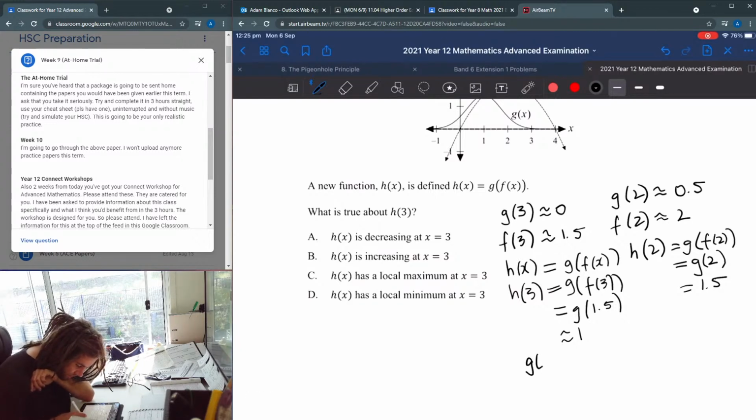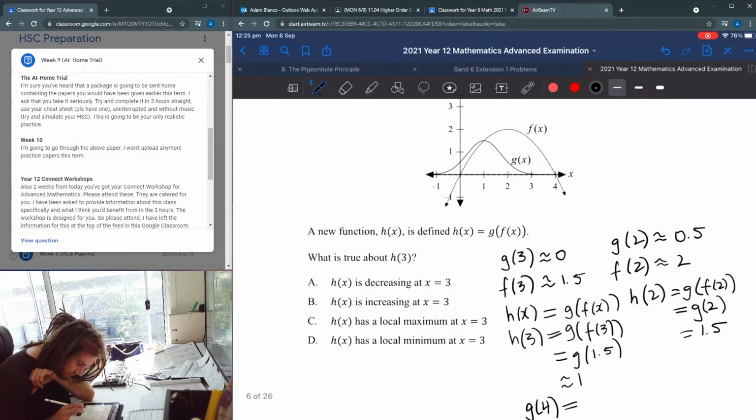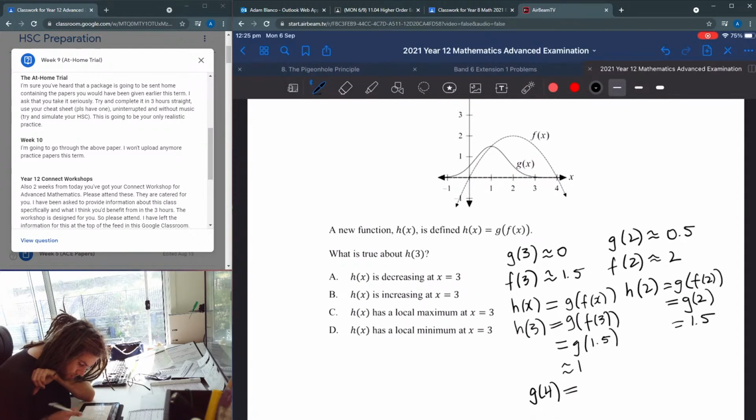Okay, so then I'd go, all right, what about a little bit further? So g of 4. These questions are so dumb. What's g of 4? Well, that's 0. f of 4 is also 0.